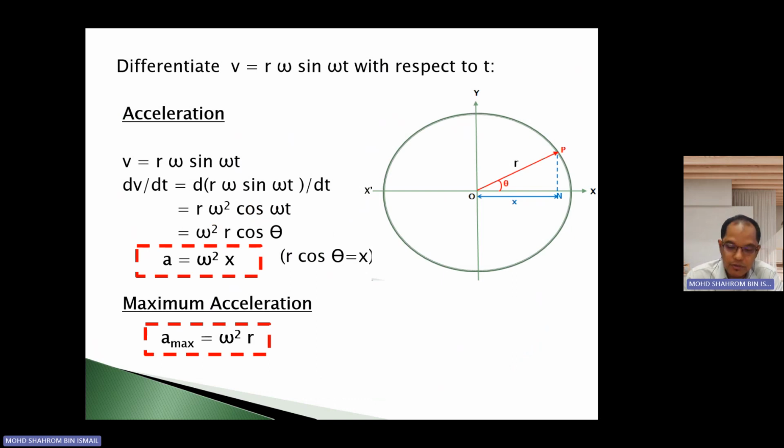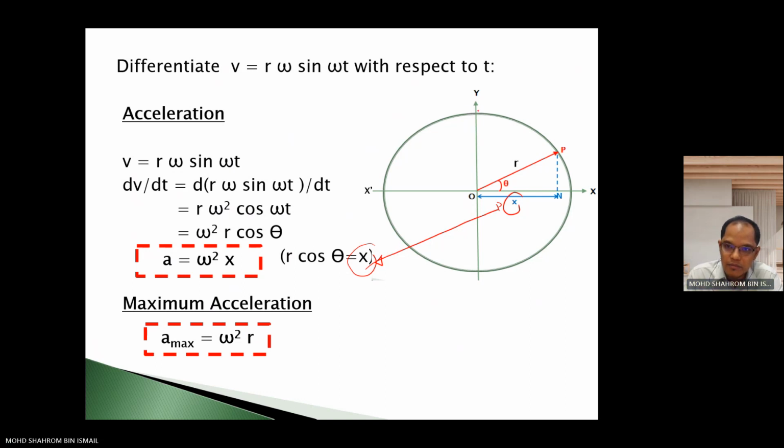This one is the velocity, and then we go to the acceleration. We differentiate the velocity, r omega sin omega t, with respect to t. Very simple. When you differentiate it, the acceleration turns out to be equivalent to omega squared multiplied by x, where x is equivalent to r cos theta. Basically it's the same thing. Once you get omega, you have to square it in order to get the acceleration. And then we know the maximum acceleration is equivalent to omega squared multiplied by r.